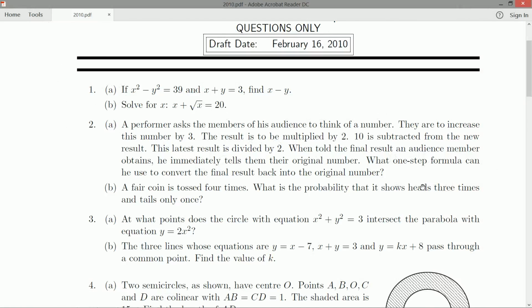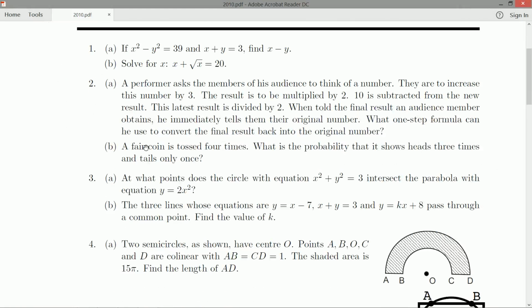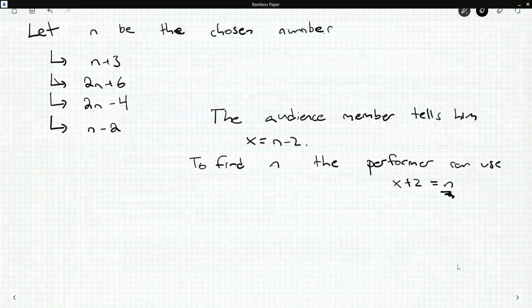Okay, so that's 2a, very quick. 2b, a fair coin is tossed 4 times. What is the probability that it shows heads 3 times and tails only once? So we need to show heads 3 times, but they don't all have to be in a row. I think probably the easiest way to do this is just a very quick probability tree diagram.